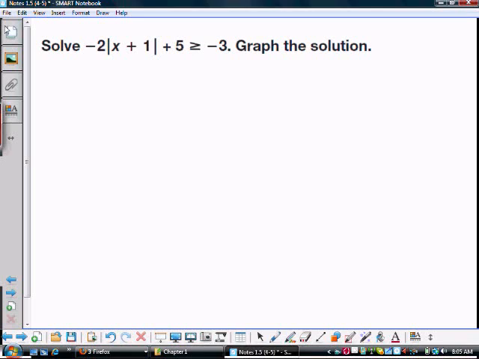All right. We just have a greater than. I think I got to throw in a less than here in a minute. But now we'll do something a little fancier. So, negative 2 times the absolute value of x plus 1, plus 5, greater than or equal to negative 3.